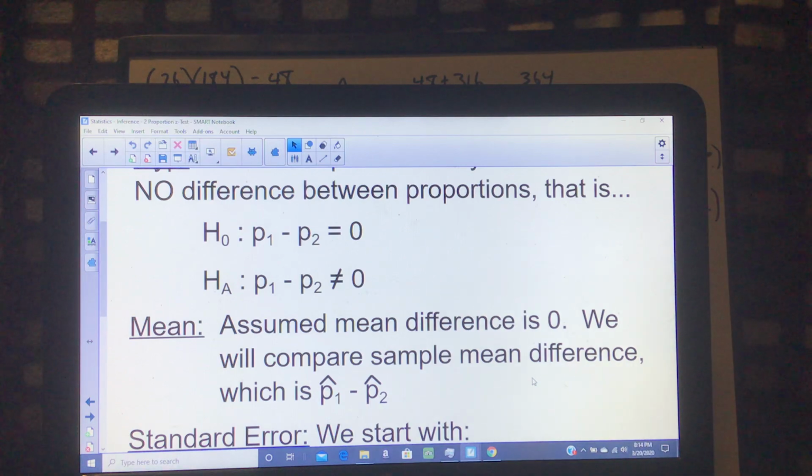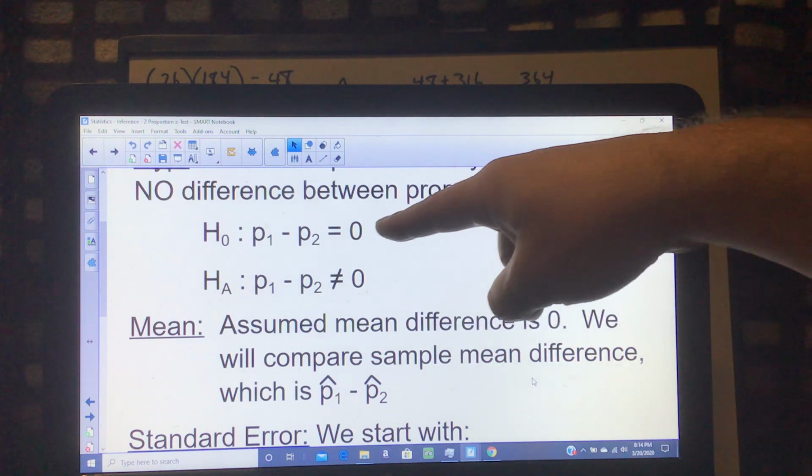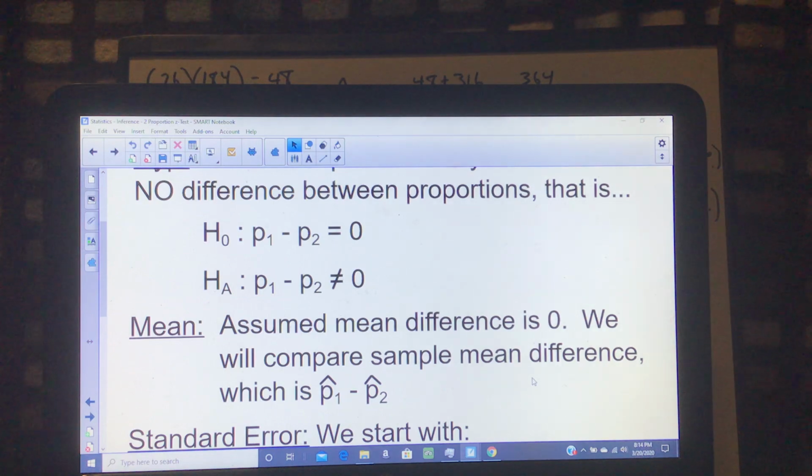When we go to do our normal curve, when we get to step 3, we always need a mean and a standard error. The mean, in this case, what's the middle of our normal curve, is always going to be our null hypothesis. The assumed mean difference is 0. That's what it always is. We always assume that the difference in the population is nothing. So since the assumed mean difference is 0, that's always going to be the center of our normal curve. So whenever you do a two-proportion test, the center of your normal curve is 0.